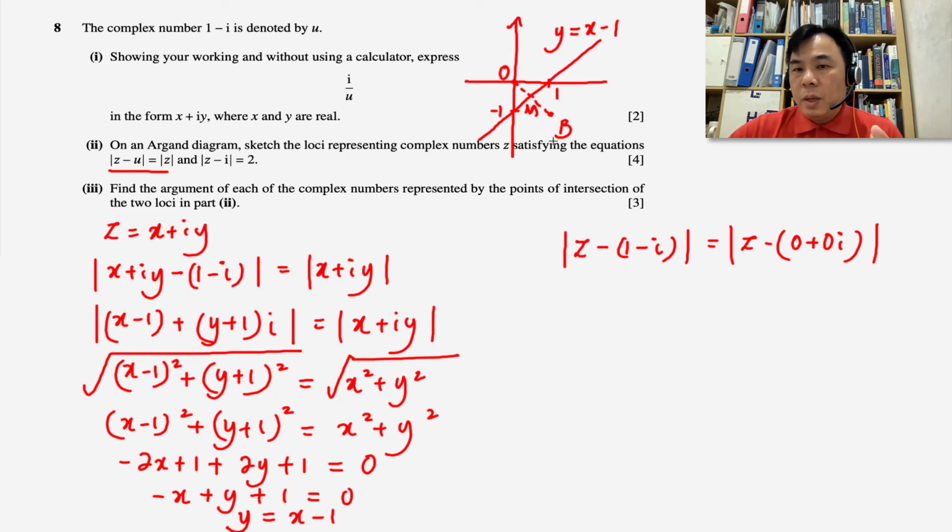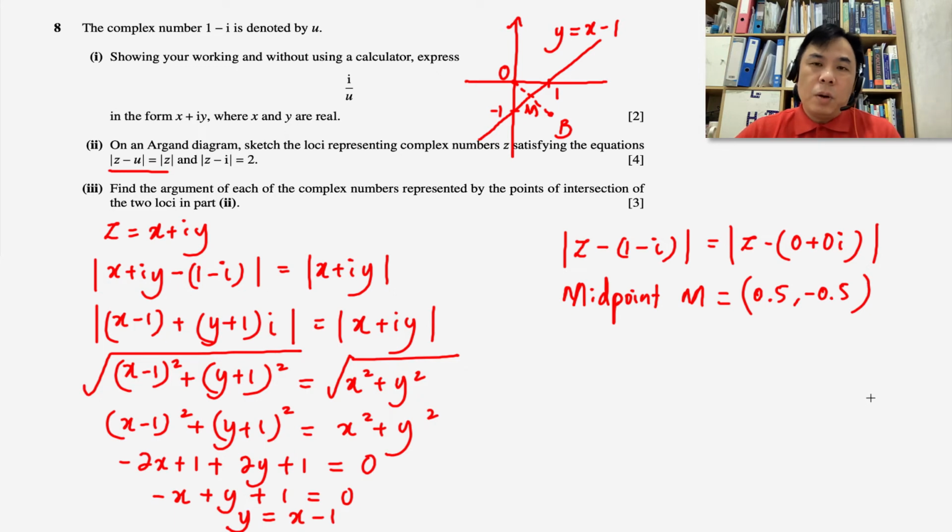Therefore, based on this, the midpoint M is basically given by, it is very obvious, you can check that directly, 0.5 and negative 0.5, of course. Now that is the midpoint. And then next we need to draw a straight line that is perpendicular to this line OB and then passes through the midpoint. That is what we call the perpendicular bisector between the 2 points O and B.